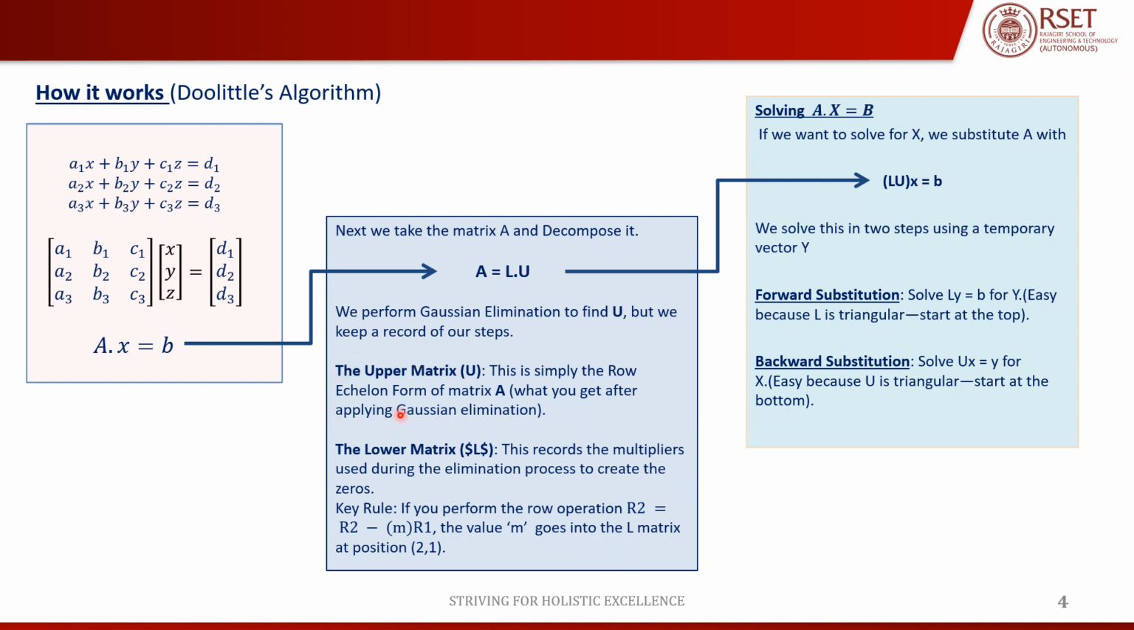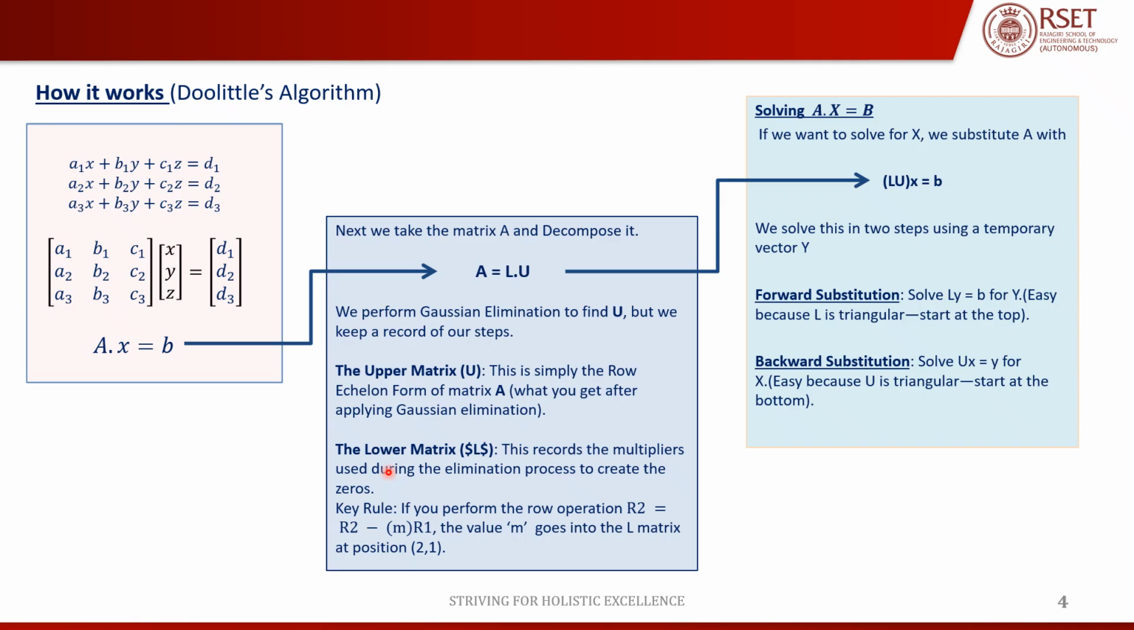So the first thing is, we are going to find the upper triangular matrix. That is, we perform Gaussian elimination. As you all are familiar with Gaussian elimination, which we discussed in our last section, we perform Gaussian elimination to find U. We can use Gaussian elimination, that is the row equivalent form, to find U, but we keep a record of our steps. The upper matrix is simply the row equivalent form of matrix A that you get after applying Gaussian elimination.